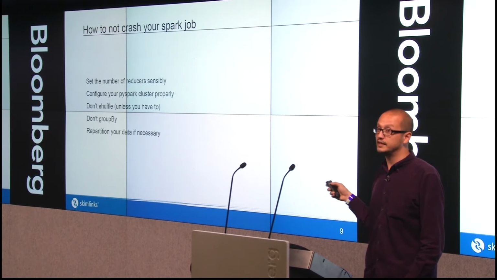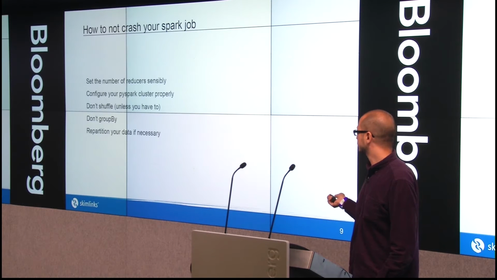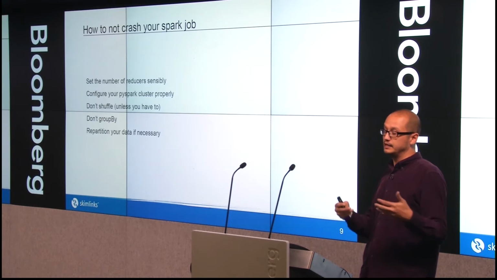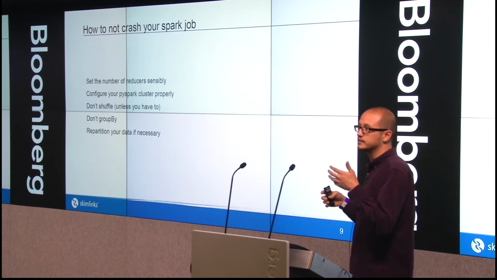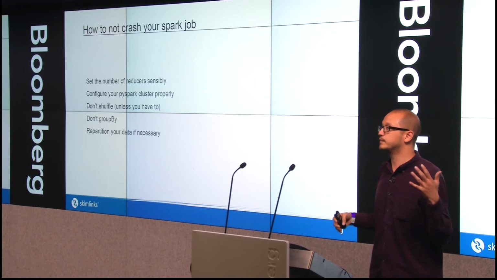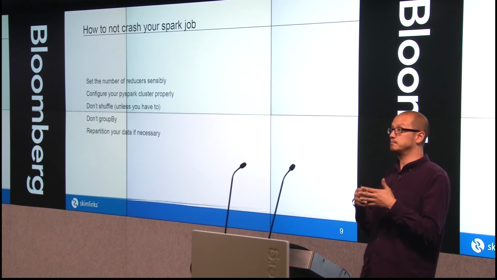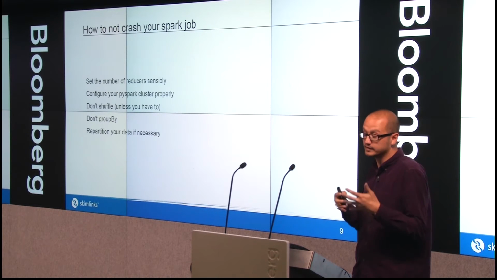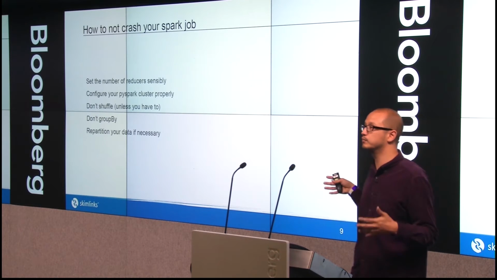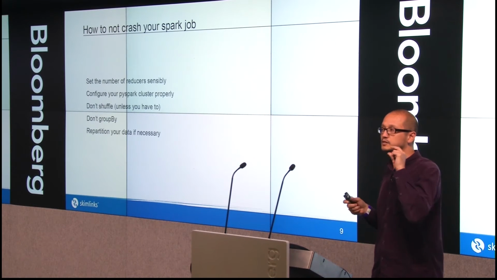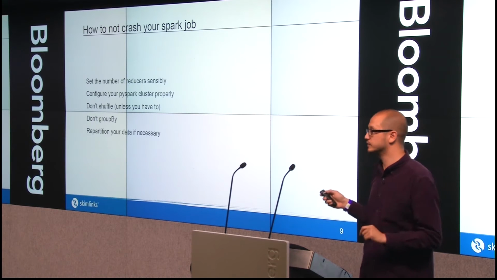And repartition your data if you need to. By that I just mean, in my original example, I had 4 blue blocks, 4 partitions. You can increase that number of partitions by a function called repartition, and a shuffle will take place. But by having very small partitions, you may get better performance, which is something to bear in mind.